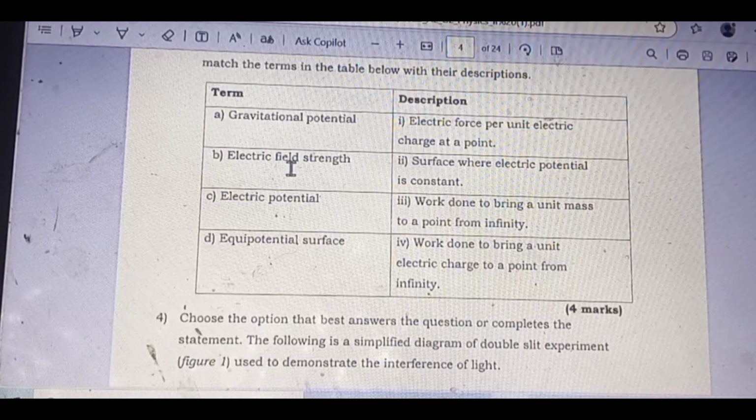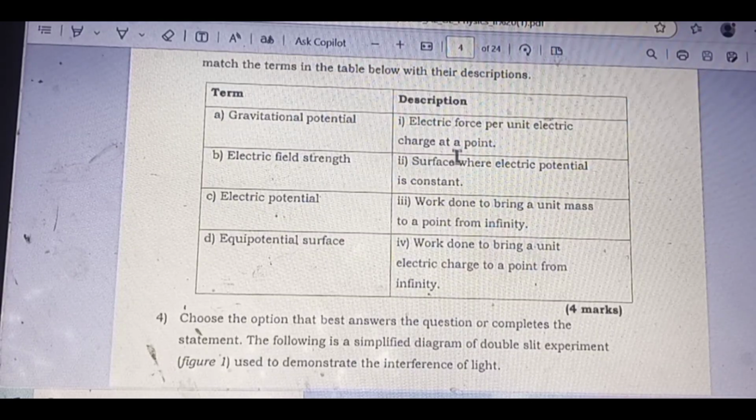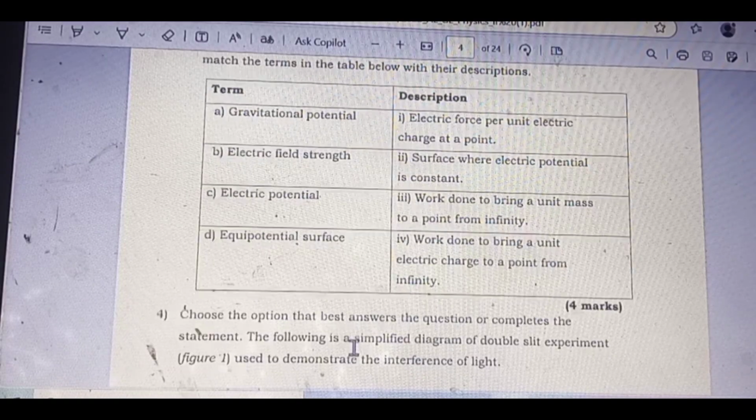B. Electric field strength. Match to I: electric force per unit electric charge at a point. C. Electric potential. Match to IV: work done to bring a unit electric charge to a point from infinity. D. Equipotential surface. Match to II: surface where electric potential is constant.